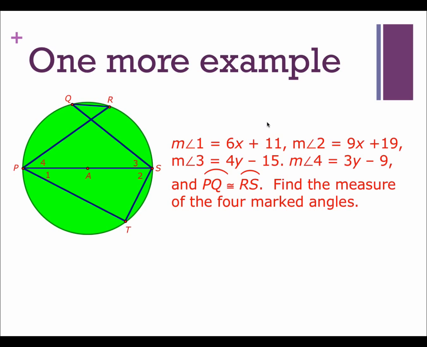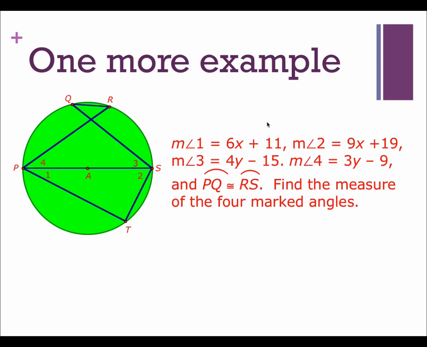So where was I? 1 and 2 are complementary, yes? Add them up, set them equal to 90. What do you get for x? 4. Okay. Then obviously you can plug that in and find the values. What's the relationship between angles 3 and 4 now? Why are they equal? PQ and RS. Yeah, arc PQ and arc RS are congruent, so their intercepted angles are congruent. Set these equal, solve for y, and you get 6, is what he tells me. Is he right? Okay. Plug it back in and find all the angles.